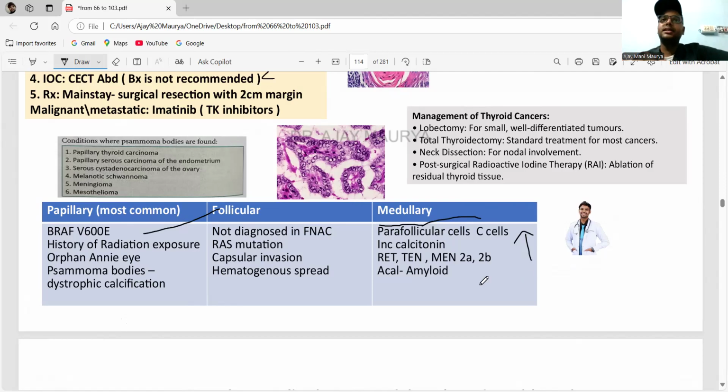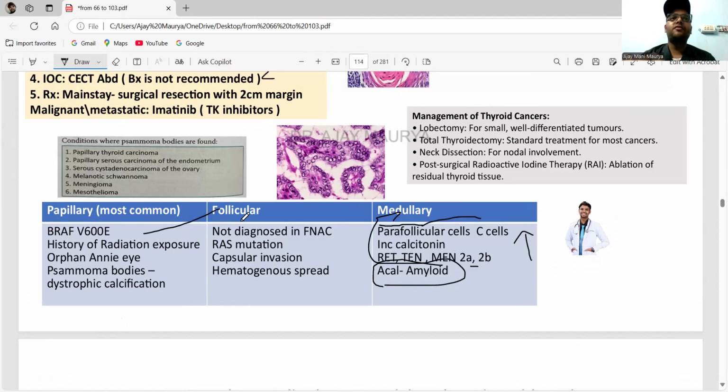Remember here: RET, MEN. These are all genes. RET 10 is related to medullary thyroid carcinoma, and MEN 2A and 2B are also related to medullary thyroid carcinoma. Amyloid is the what? Amyloid.